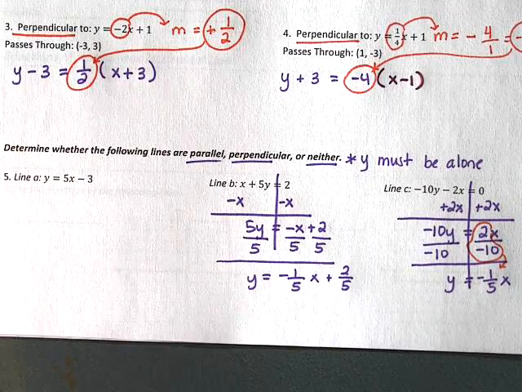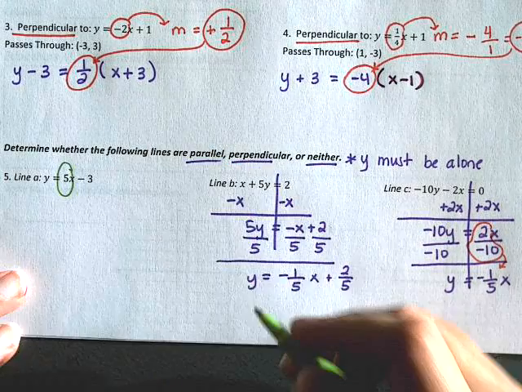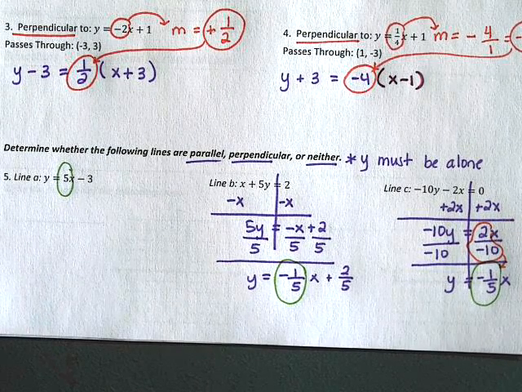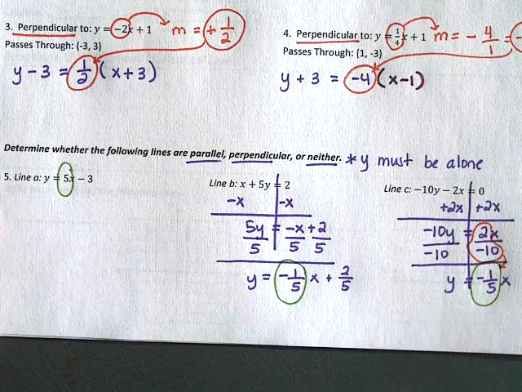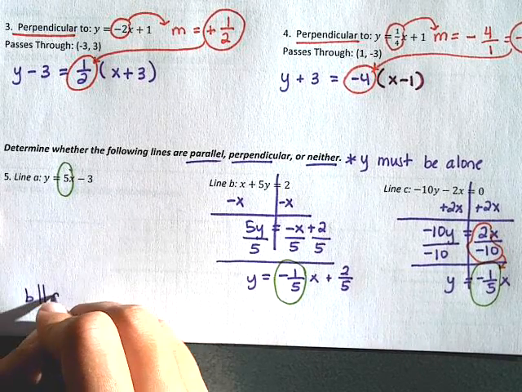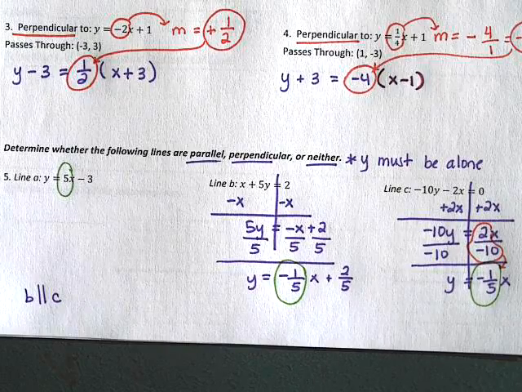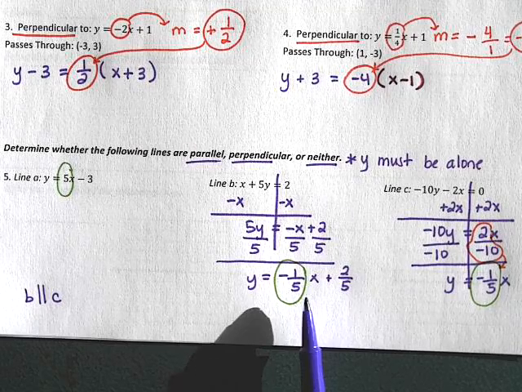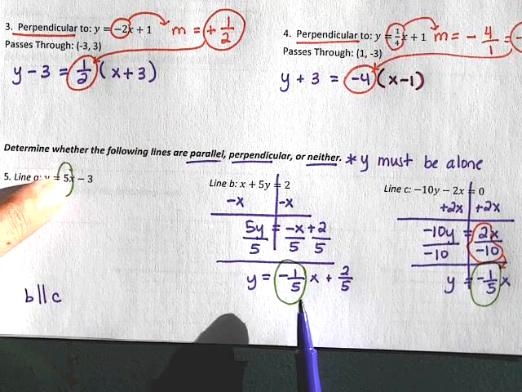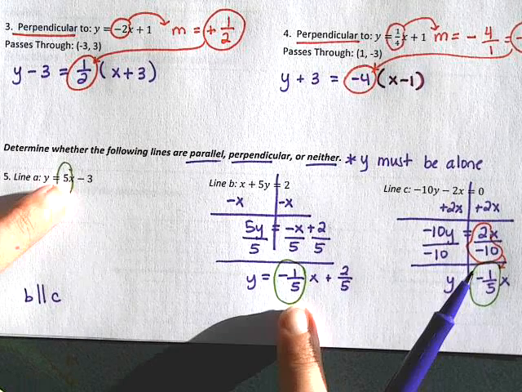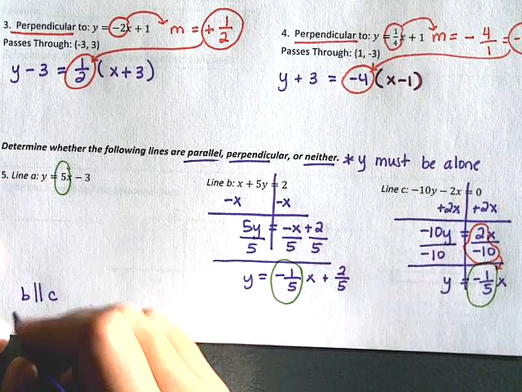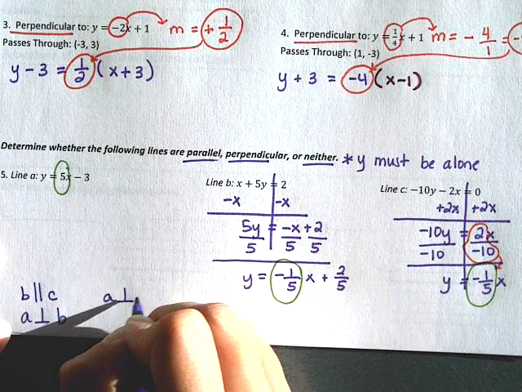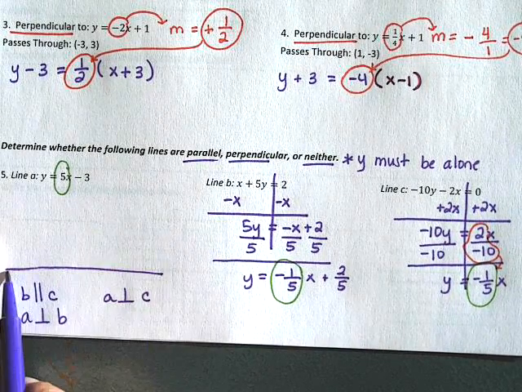Now let's look at the slopes. First guy's slope is 5. Then -1/5, then -1/5. Right away I notice these two slopes are the same. So I would say B is parallel to C. Then I notice that if I take this number and I flip it over, I get 5. And if I change the sign, I get a positive, which matches this one. So since these slopes are opposite reciprocals of each other, we would say A is perpendicular to B and A is perpendicular to C. And I'm done.